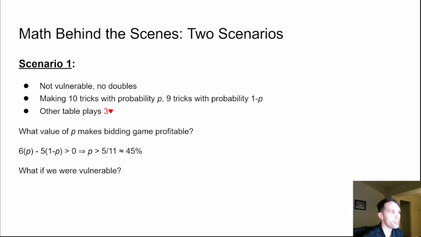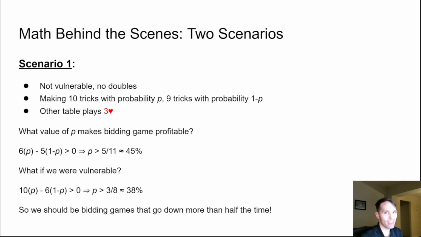Now, if we do the same calculation while vulnerable, we get the following result: the probability of bidding and making game needs to be more than 38% if we're vulnerable to break even. So recall, this is a simplified scenario. No one's doubling us, and we can only take 10 or 9 tricks. There's no taking 8 tricks. There's no taking 11 tricks. So that means, and this might be surprising to a lot of bridge players, that we should be bidding games that go down more than half the time if we really want to optimize what we're doing.